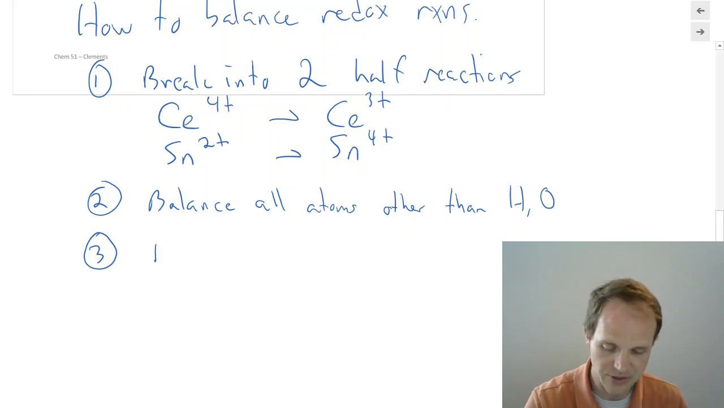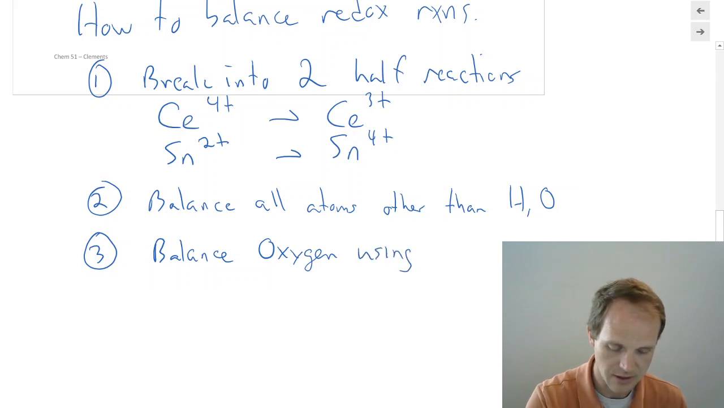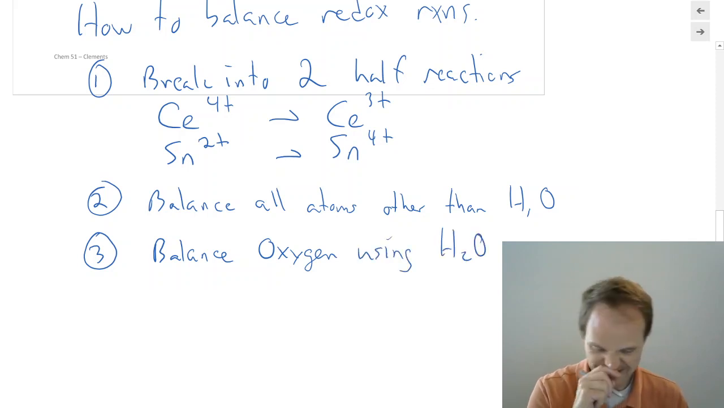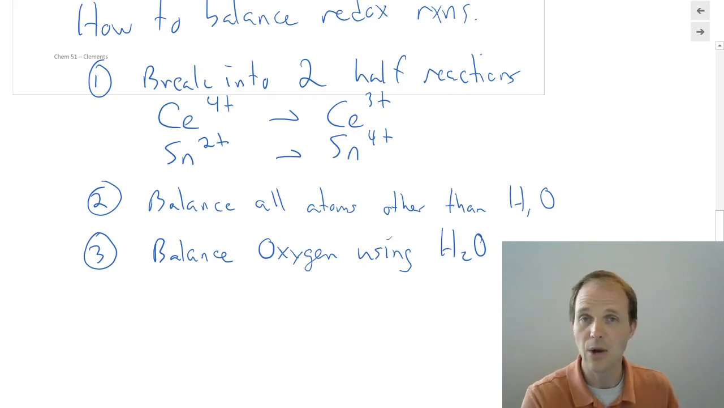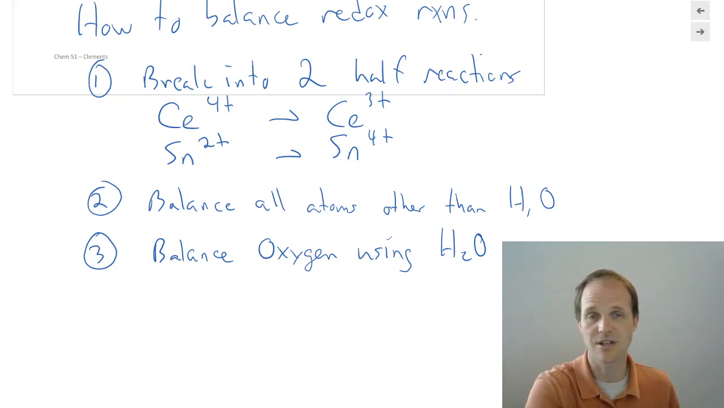The next step is to balance oxygen using water. So let's say I had an oxygen on the right-hand side, a cerium oxide or something like that. What I do on the left-hand side is I'd add some waters, enough just to balance the oxygens that are on the other side.